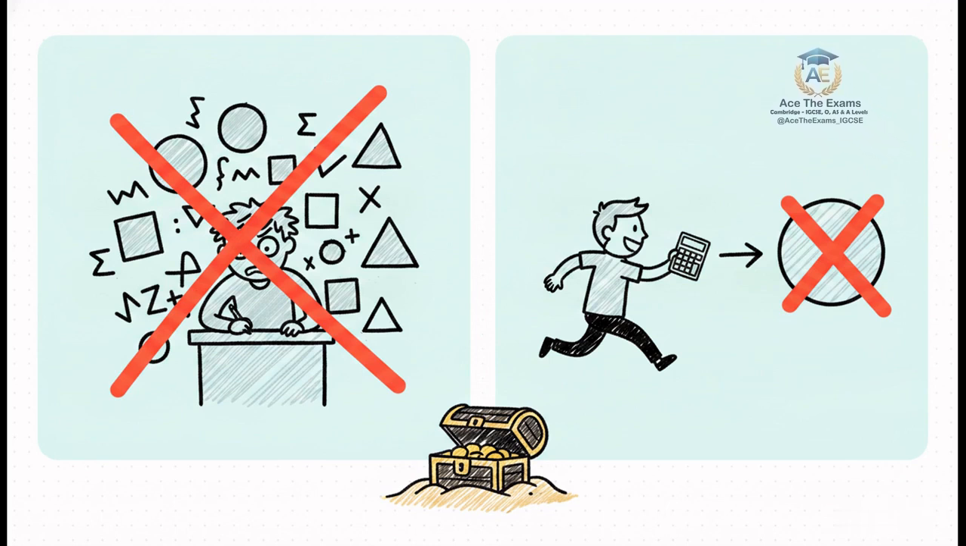Then, on the other side, there's Sam. Sam rushes through. She spots a radius, spots an angle, punches some numbers into her calculator at lightning speed, writes down a final decimal, and completely ignores the command word which explicitly said, "show that." So, what happens? Both Alex and Sam leave a massive trail of red pen marks on their paper. They've left huge amounts of grade treasure buried in the sand just because of their approach.